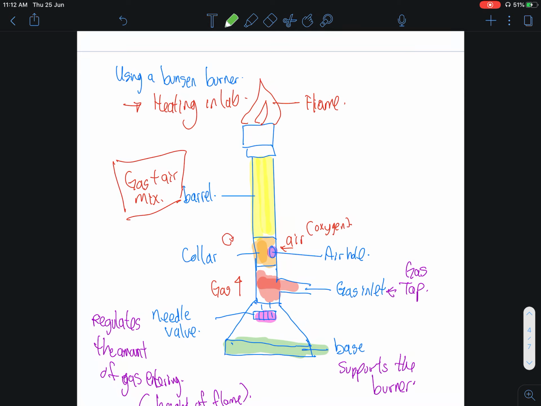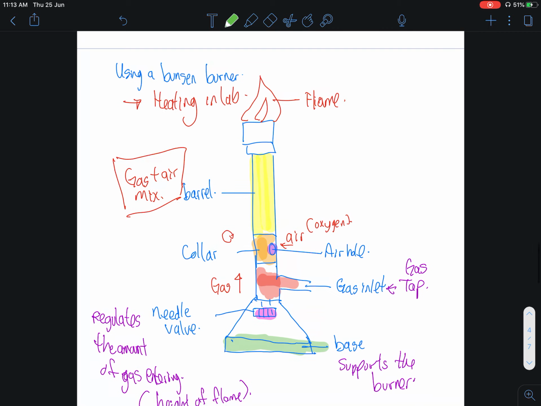Then after that, when the flame is there already, you control the air hole to allow you to see the gas height, and then you adjust the gas tap. And then later on, reopen the air hole again, because you want the flame to be at its hottest for you to do boiling. So these are some safety precautions.